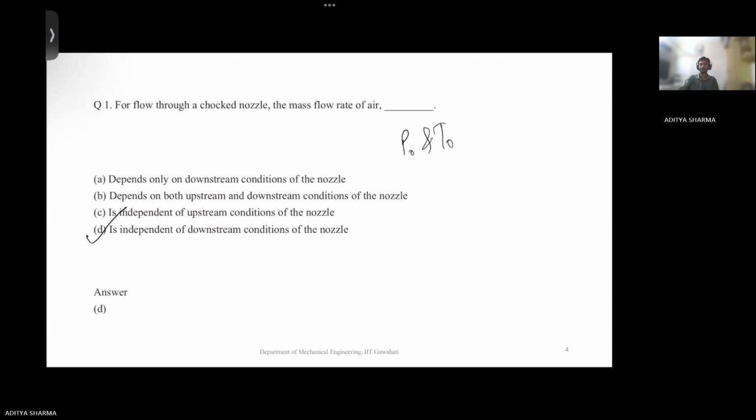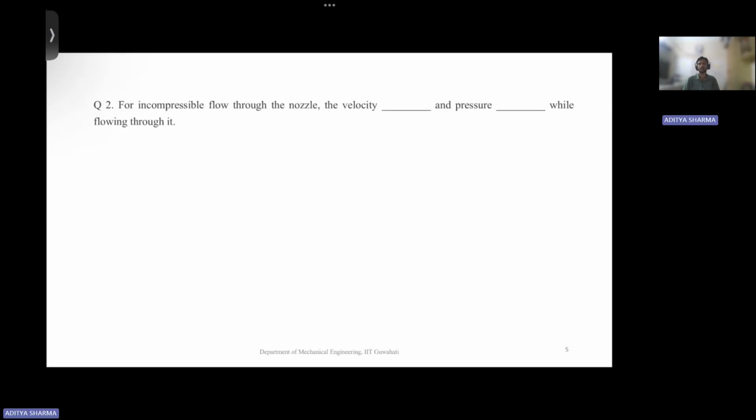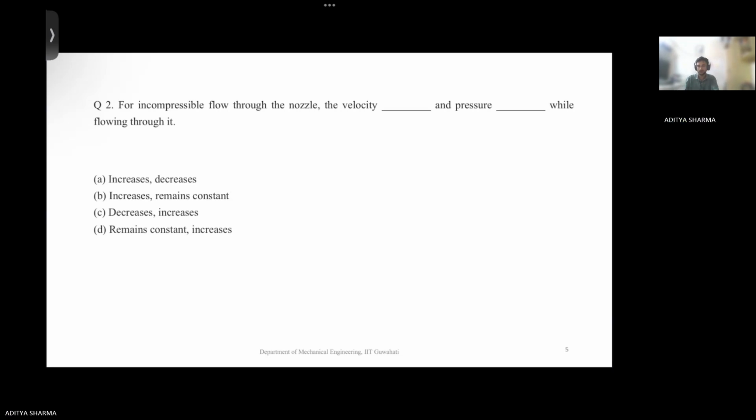I hope this is clear and there is no doubt. If so, you can just type in the comment box and let me know. I'll be happy to answer and discuss. Then we have the next question. Please have a look at the question first, and then we will discuss it.